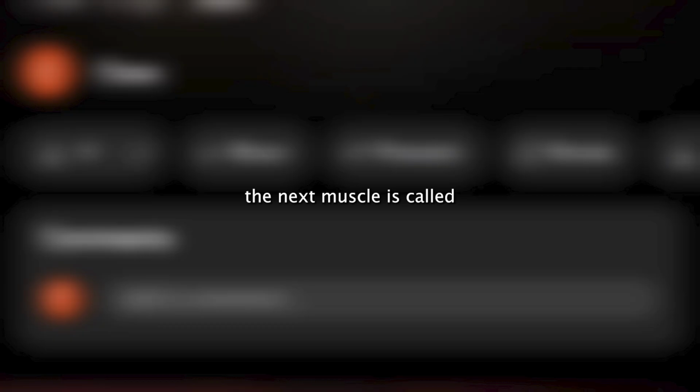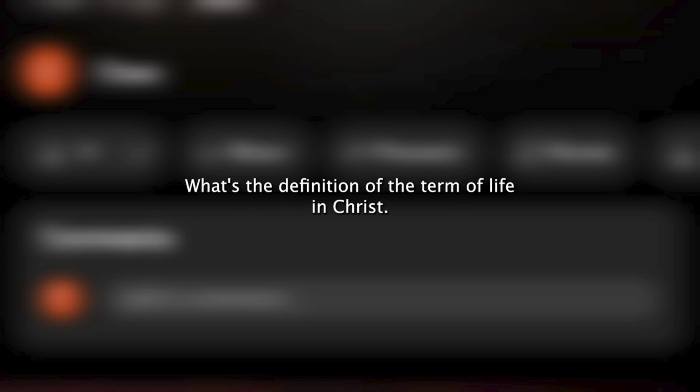The next muscle is called the external oblique. What does oblique mean? Does anybody know? Isn't that like the side of the stomach? No, and what's the definition of the term oblique? Cut? No. It means on an angle, a 45-degree angle. So the external oblique goes like this.